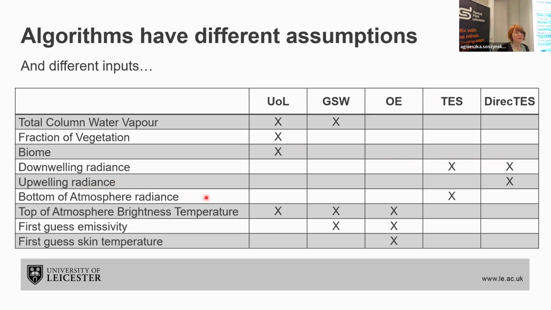Then we have bottom of atmosphere radiance. TES, in this group, not only, but in this group, is the only one that takes pre-corrected data, bottom of atmosphere. The rest actually take top of atmosphere brightness temperature. So you can express radiance in brightness temperature or watts per square meter, steradian, and micrometer. Then OE is the only one that actually takes first guess emissivity and skin temperature. So all of these are very different. Therefore, comparing them is not very easy.